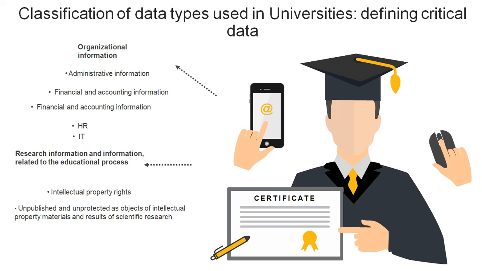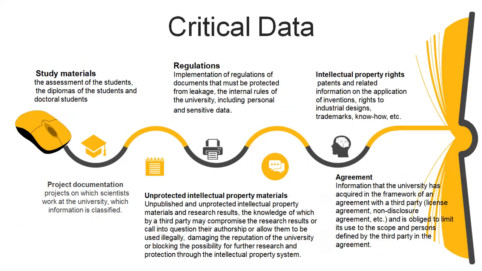In the paper, we have classified the data types used in universities in two main categories: organizational information related to administrative information, financial and accounting information like human resources information, for example. And the other category is the research information and information related to the educational process, where we also have intellectual property rights and unpublished and unprotected as objects of intellectual property materials and results of scientific research.